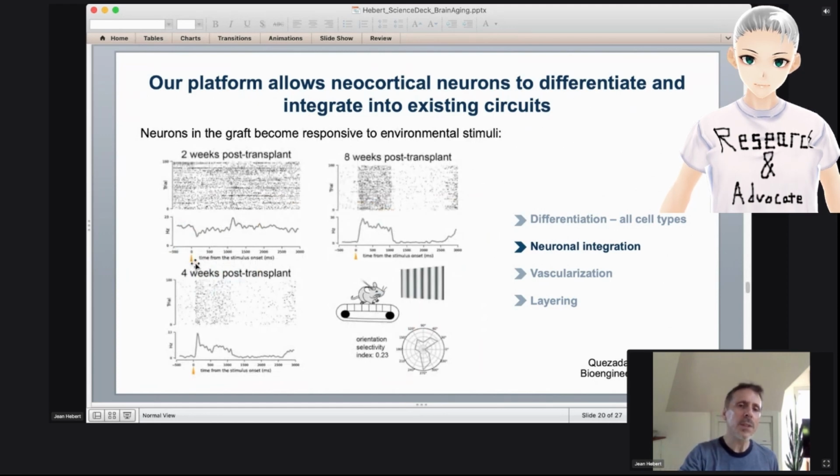So, hopefully you can see this little orange arrowhead here is the onset of the light stimulus for these mice. And you can see that the neurons in the graft initially after 4 weeks are weakly responsive, but then become more robustly responsive over time.